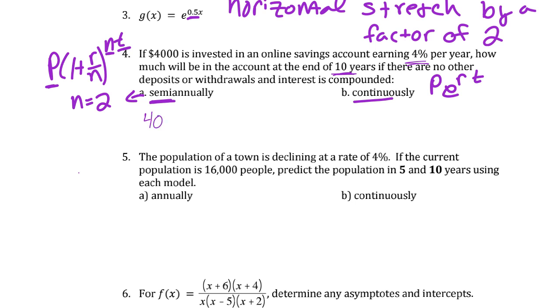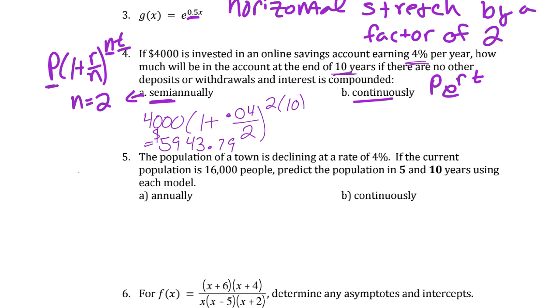So 4,000 times 1 plus R, and R we know. R is always a decimal, don't put it as a percent. It's 0.04 over 2, to the 2 times 10. Put that in your calculator, and you're going to get 5,943.79. So in 10 years, you'd have $5,943.79. Or, how much interest have you gained? You've gained $1,943.79 in interest over those 10 years.